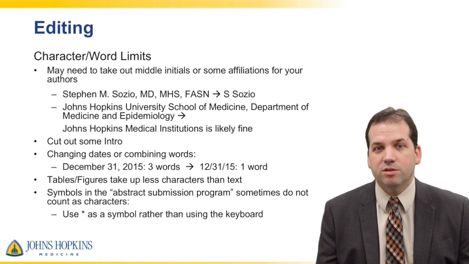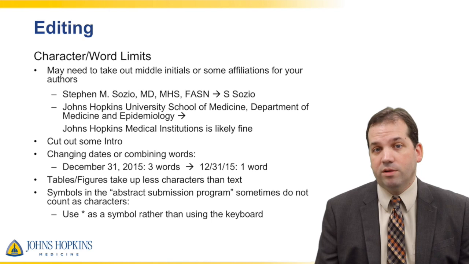The next portion is actually the creative portion. Some of the things that we typically think of as words, we can actually cut back to decrease how many actual words there are. For instance, December 31st, 2015, that would include 3 words. If you abbreviate that to 12/31/15, that now becomes 1 word. Likewise, tables and figures, I mentioned earlier, can take up actually fewer characters than just using text. And then finally, for some abstract submission sites, you can use symbols. So instead of using the ampersand, the star symbol, you can actually use that on the keyboard as a symbol. And that symbol might actually not take up character counts.